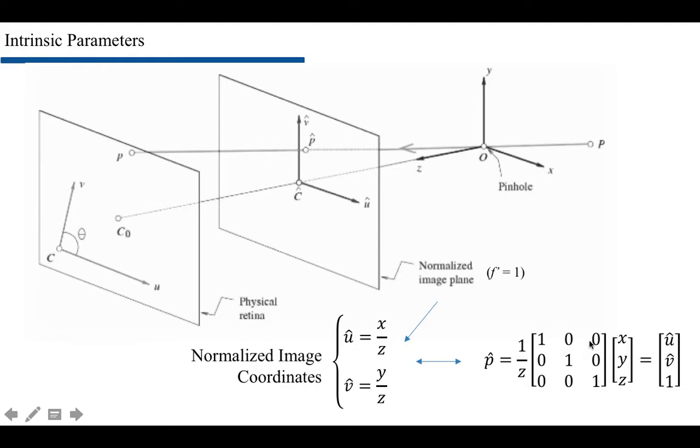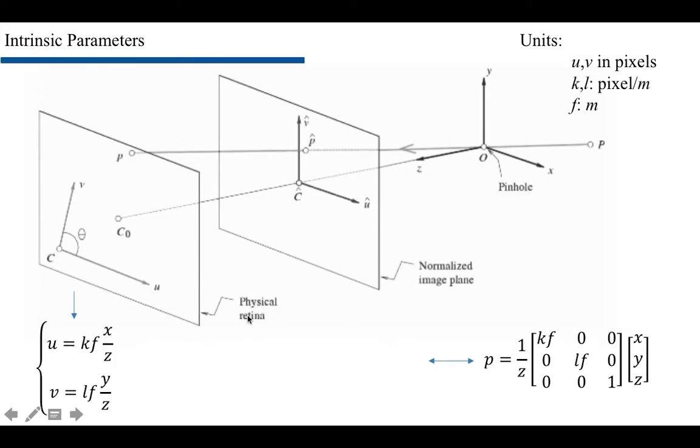You'll be multiplying the x, y, and z of a point P, and we're going to call this the normalized point P in the normalized image plane. So basically, their coordinates will be u hat, v hat, and 1. So it's pretty simple, pretty straightforward. Well, let's go further.